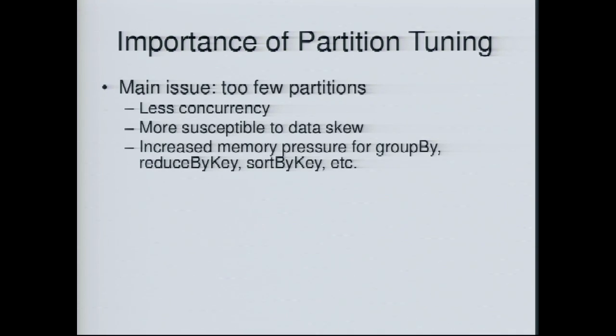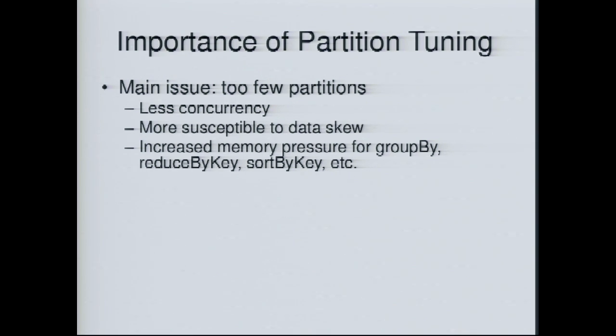And so the first problem that you might run into is to have too few partitions, like we did in this example. And you have less concurrency than you might want. You're more susceptible to data skew. If you have, for instance, one task that's taking all of your time, then you're not getting much concurrency out of that. And finally, you actually have increased memory pressure for things like group by, reduce by key, and sort by key, even if they don't go out of memory, because, as I said, our group by and our reduce by key can spill to disk.